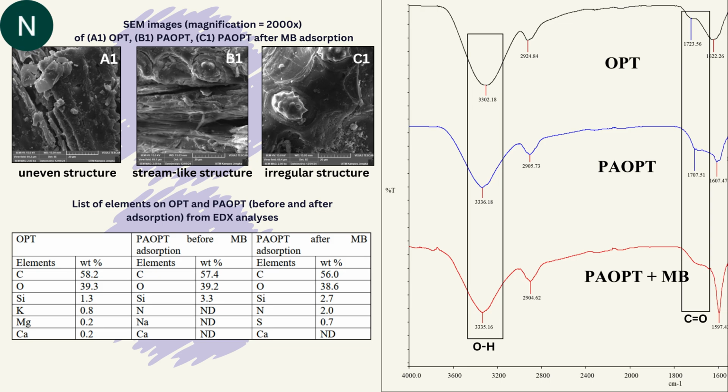And next, we move to the EDX for OPT. It shows the first three major elements, carbon, oxygen, and silica, and three minor elements, potassium, magnesium, and calcium. And OPT after the modification of phosphoric acid shows only the three major elements, carbon, oxygen, and silica, and the other elements were eliminated by phosphoric acid modification. And after the adsorption of MB, it shows three major elements, carbon, oxygen, and silica, and two new elements, nitrogen and sulfur, which show the MB was successfully attached to the PaOPT.